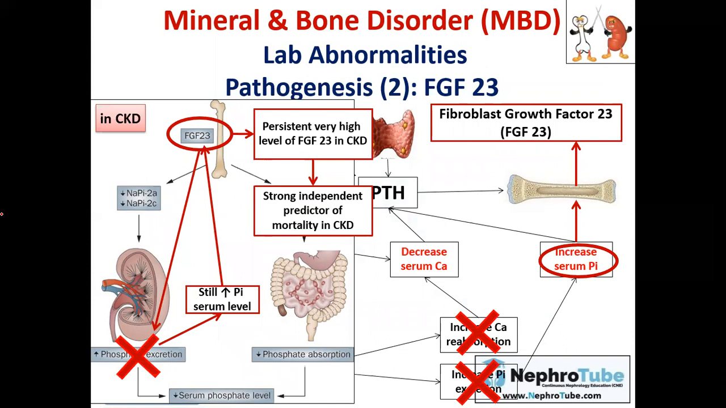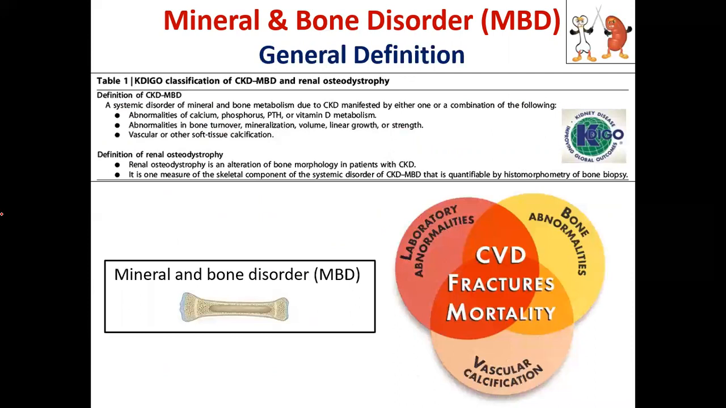The evidence found that the higher the FGF23, the stronger the independent predictor of mortality in chronic kidney disease patients. So high FGF23 is a strong independent predictor for mortality in CKD patients. So these are the laboratory abnormalities, which is one of the components of mineral and bone disorders in chronic kidney disease patients. What about bone abnormalities?